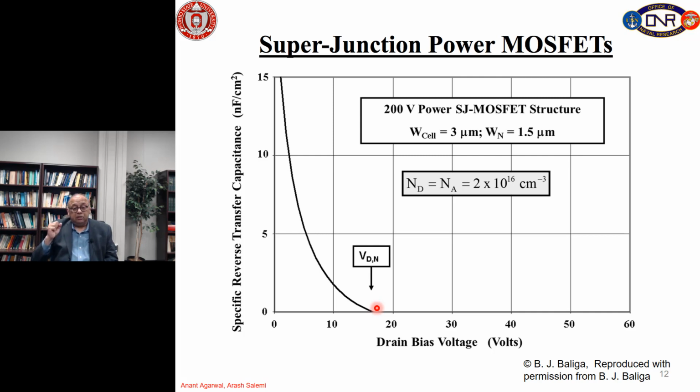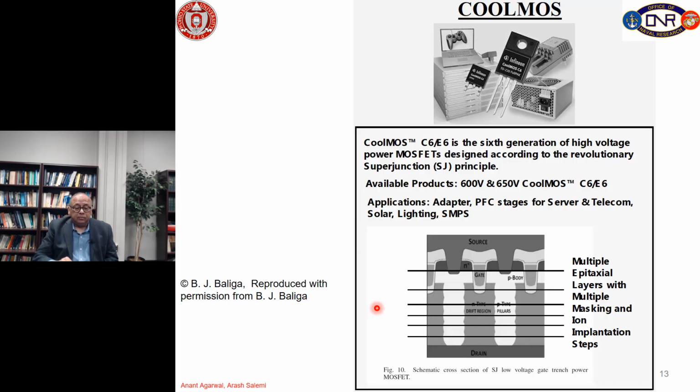So this is an advantage of this structure. You can see that CGD quickly goes to 0. That means this device will have a much higher switching speed. The same structure can be made with trench MOSFET, which is the topic of the next lecture, but here you can see the P type and the N type pillars in this device.